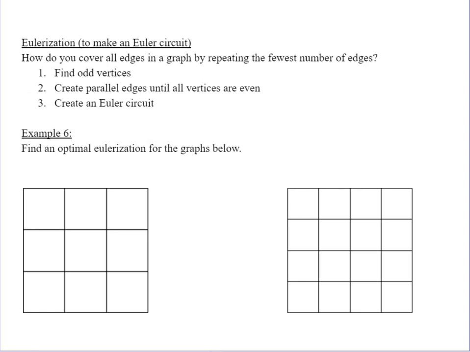So, first I have to find the odd vertices. Then I need to create parallel edges until all of my vertices are even, and then I can make my circuit. Right now, we're not going to worry about finding the Euler circuit. We just want to Eulerize the graph. So make sure that all of the vertices are even. So in my first graph, I'm going to go through and look at the degree of each vertex.